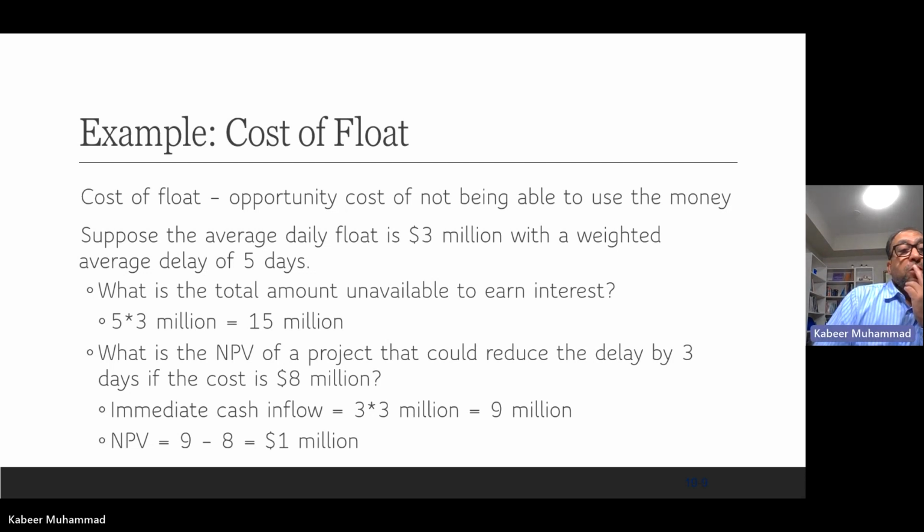So how can we do this? Its NPV is 1 million positive. So we can go for this project because it's a positive NPV. 8 million is the cost, 9 million is the saving. So we can say that 1 million is ultimately saved.